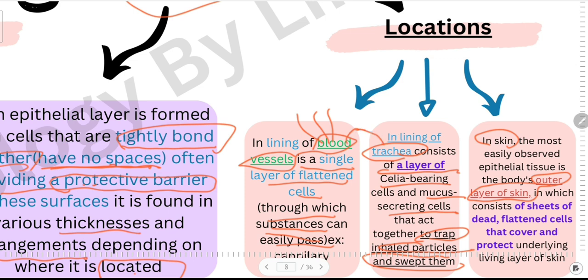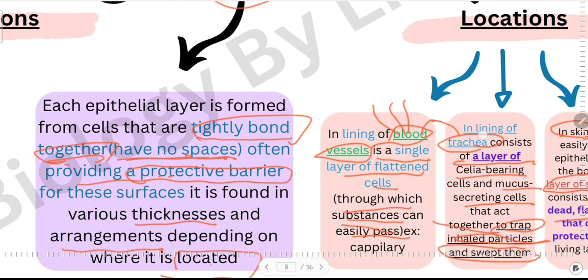In these two examples, in the blood vessel and in the trachea, the epithelial tissue is in the lining, while here in the skin, which means in the outer layer of the skin, they cover the surfaces of the skin in order to protect the underlying living layer of the skin. In the skin, the most easily observed epithelial tissue is the body's outer layer of the skin, and it consists of sheets of dead and flattened cells that cover and protect the underlying living tissue.